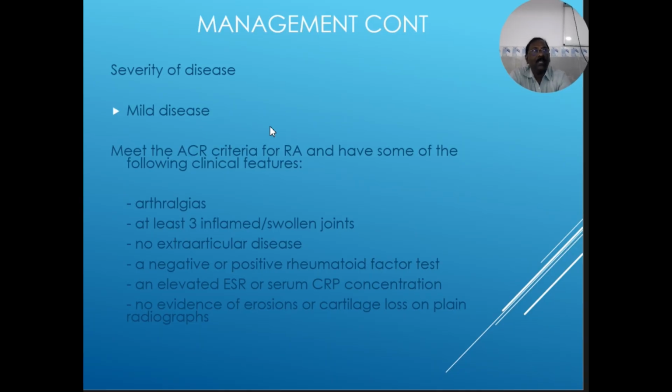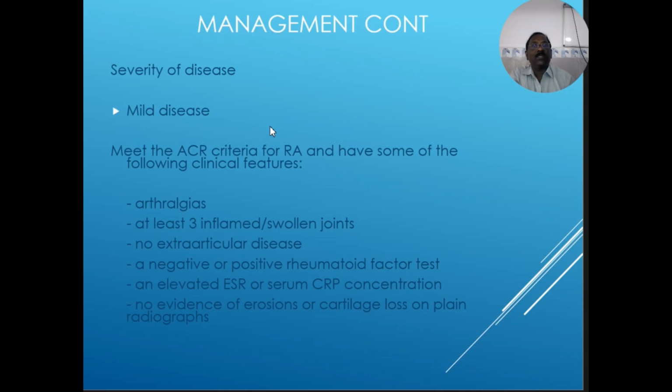That means in 10 to 15% of the cases they are still rheumatoid arthritis, but your RA factor will be negative. That means RA factor negative rheumatoid arthritis, seronegative rheumatoid arthritis. Elevated ESR, CRP concentrations, no evidence of erosions or cartilage loss on the plain X-rays. So my appeal to all of you is you have to diagnose rheumatoid arthritis at this stage only. Anyone can diagnose in the moderate and the severe.